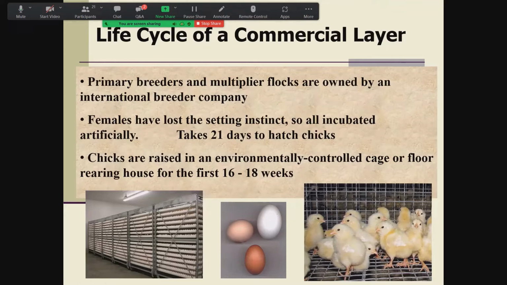So typically all these eggs are artificially incubated. It also increases the egg production of these birds to make it more efficient to get offspring. Still takes 21 days to hatch, like I said.